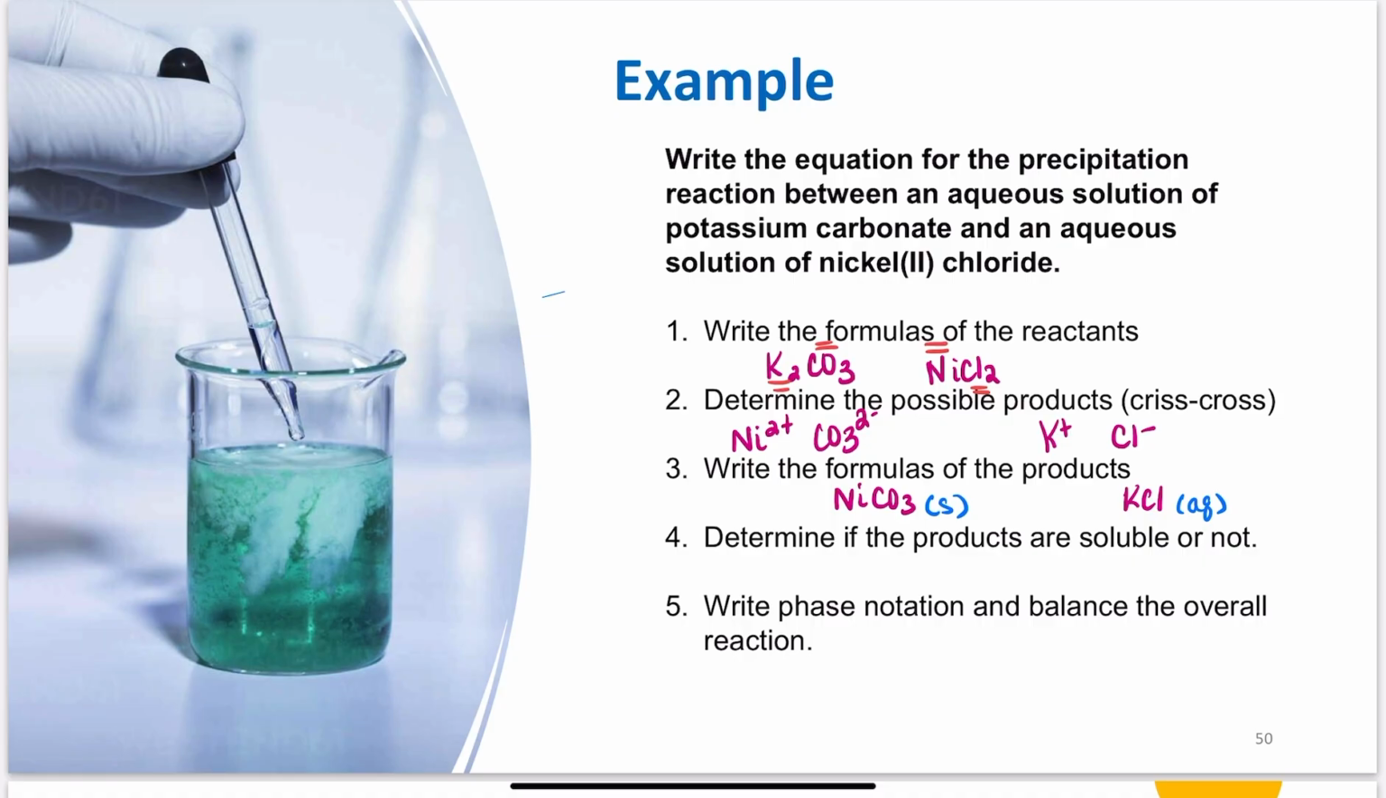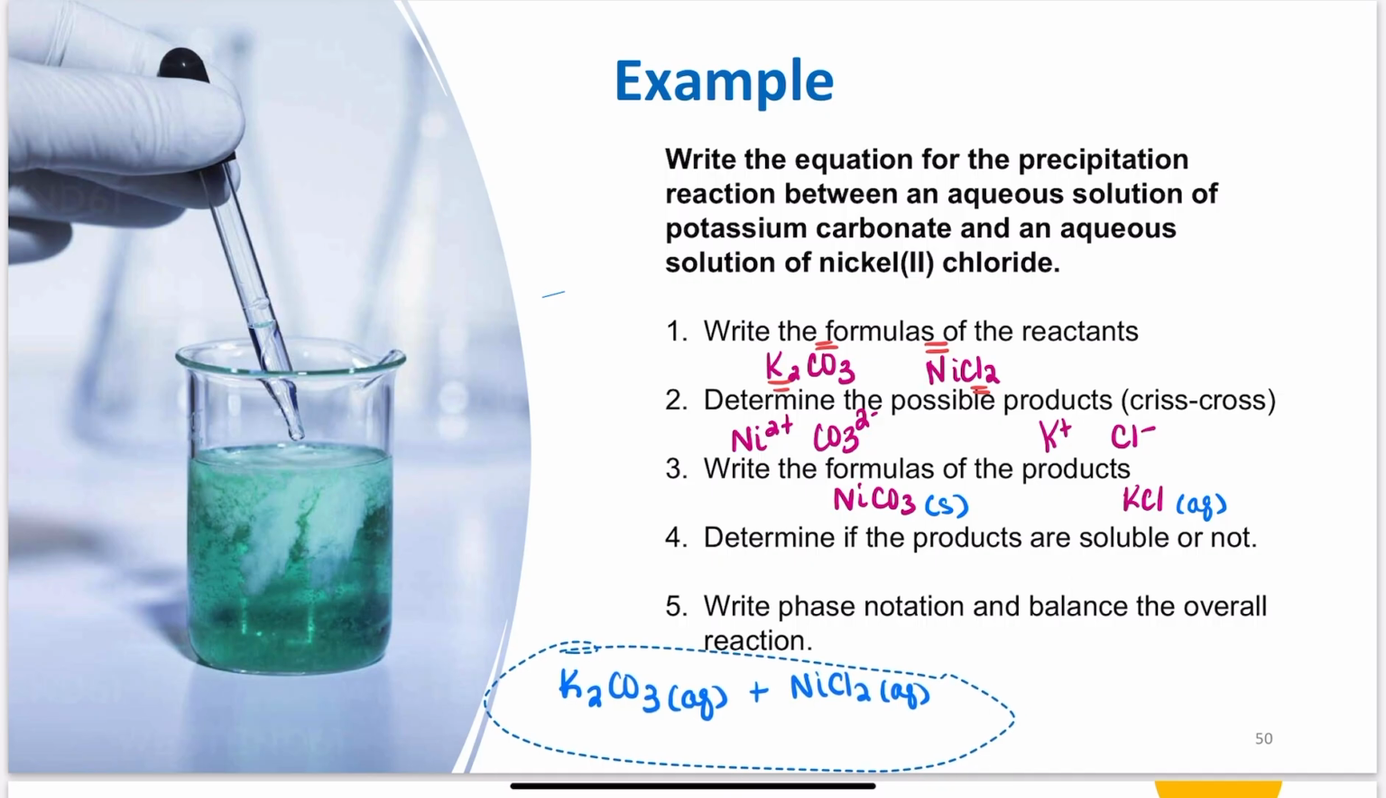Write the phase notation and balance the overall reaction. K2CO3 is aqueous. Again, all potassium salts are going to be aqueous because it's a group 1 salt, plus NiCl2, also aqueous. Chloride is usually soluble. There are some exceptions, but nickel 2 is not one of them, giving me KCl and nickel carbonate. Now I have to balance this. I do need to put a 2 in front of the KCl here because I do have 2 potassiums on the other side and 2 chlorides on the other side, so I do need a 2 here to balance this out.